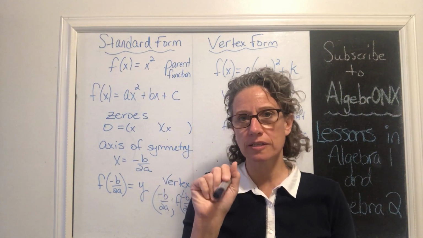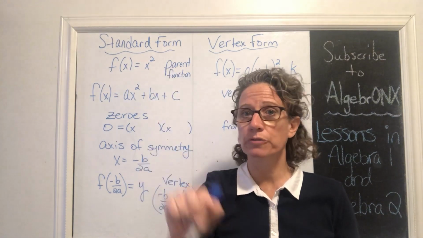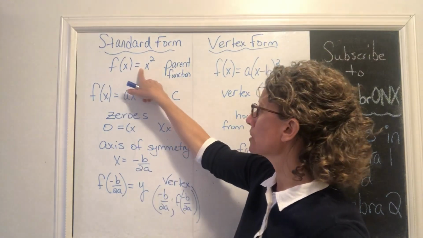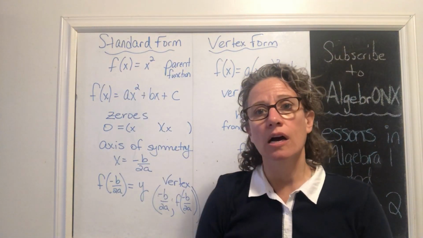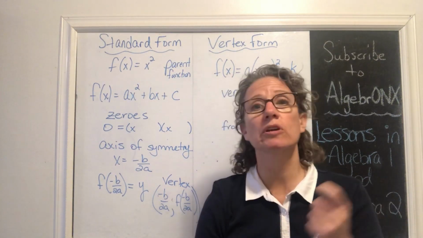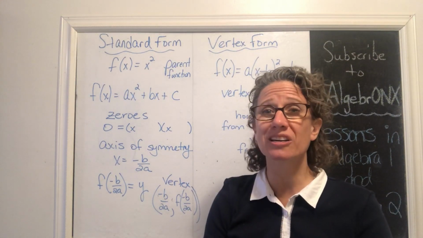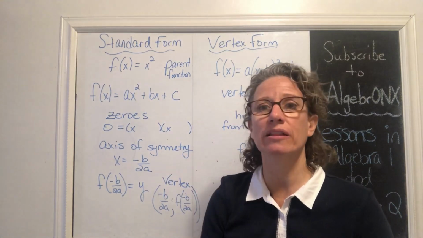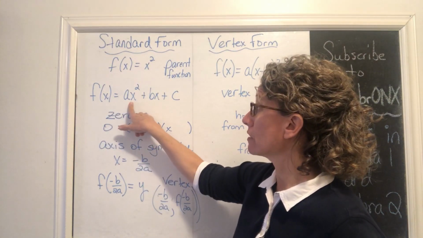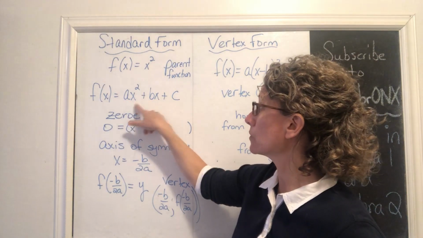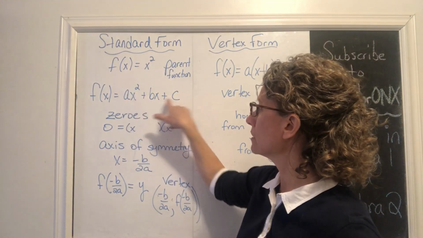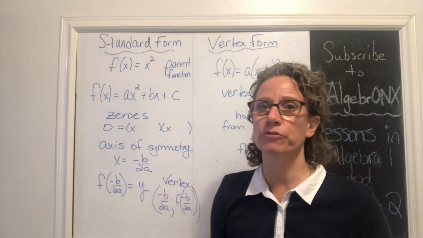The vertex is at 0, 0, and it's an upward facing parabola without a stretch or a compression because there's no coefficient except 1 in front of it. The only coefficient that you cannot have in front of an x squared variable is 0, because then the term would be 0 and you wouldn't have a quadratic anymore. A quadratic function is of this form, standard form, ax squared plus bx plus c, where a, b, and c are all numerical coefficients.